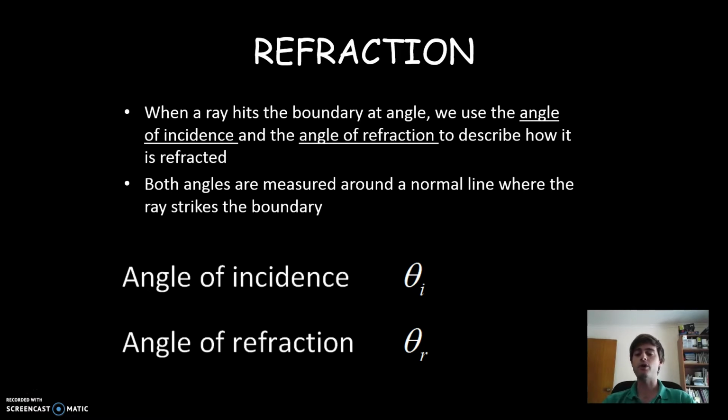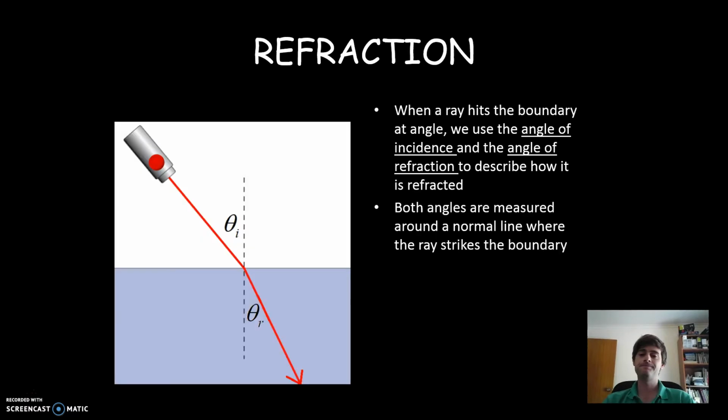Be very careful when working with these sorts of problems that you don't mix up your indices. So here we've got a little diagram of light passing from one material into another and the light ray being refracted or bent as it passes through. And I've marked on there where you'd measure the angle of incidence from and where you'd measure the angle of refraction from. And you can see that they're both measured around the normal line, which is that little dotted line that hits the boundary between the two materials at right angles.